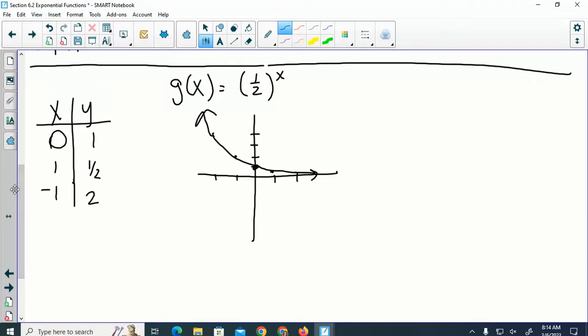So when my base is something bigger than 1, like a 2, 3, 4, then it's an increasing function. When it's smaller than 1, so 1/2, 1/3, 2/3, then it's a decreasing function. Did my asymptote change? No, I still have a horizontal asymptote at the axis.